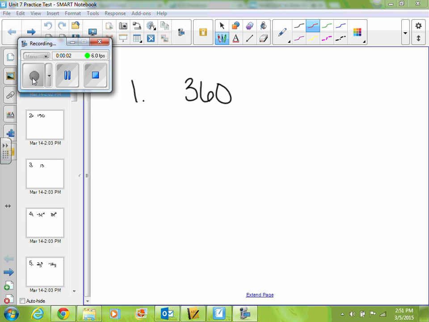Alright, so on the first one, we're looking at finding the prime factorization of the number. So what are two factors that make 360? 3 and 120. Okay.